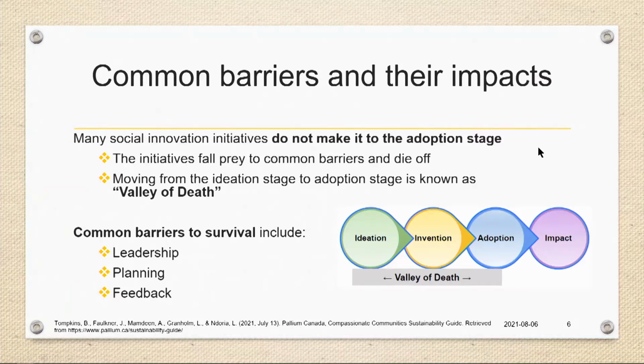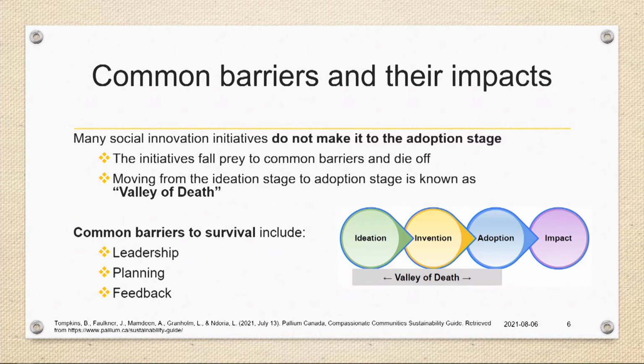So what are the common barriers and their impacts during social innovation, right? So it was really interesting to learn this, that many social innovations actually, they never make it. They die before the adoption stage. It's a really, really high rate. And what literature has said is that these initiatives often fall prey to common barriers, and then basically they just simply die off. And so the key here is to move from ideation through invention to adoption. That's the crucial window. And in fact, it's known as the valley of death within social innovation and business innovation. That is where the most innovations die. So the key here is, what are these barriers and how can we get through?